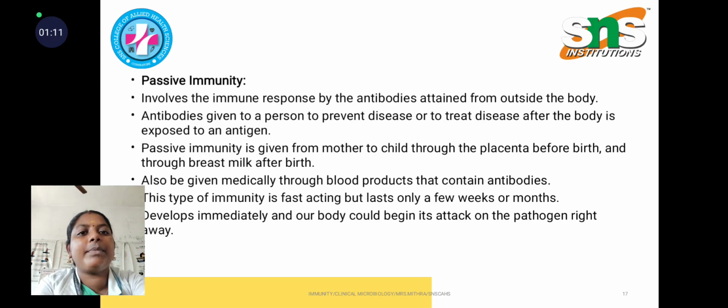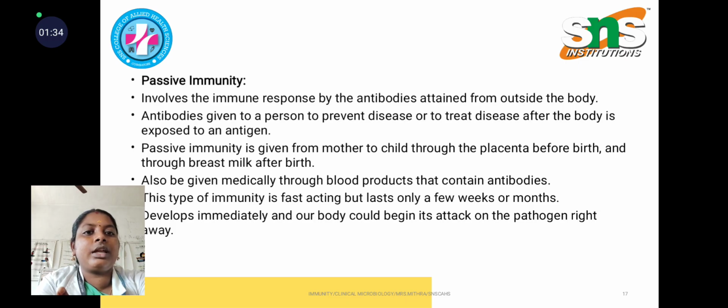Coming to passive immunity, it mainly involves the immune response by antibodies attained from outside the body, not from inside the body. These are antibodies given to the person to prevent the disease or to treat the disease after the body is exposed to an antigen.